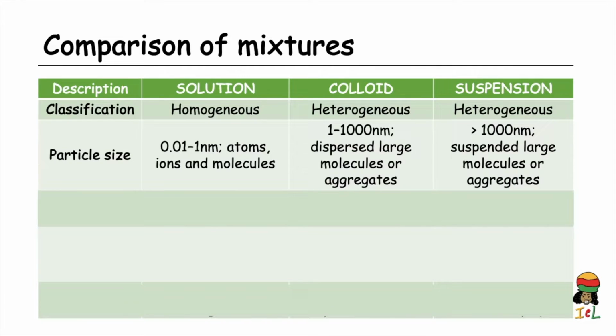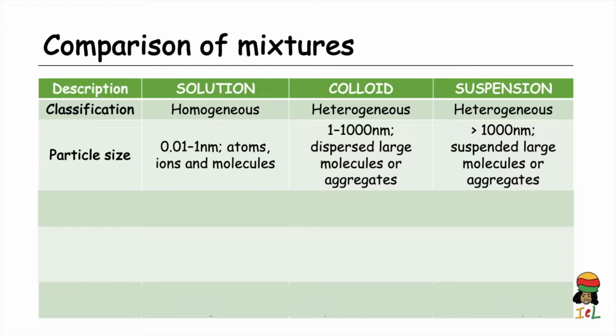For particle size, solutions have the smallest particle size, ranging between 0.01 to 1 nanometer. The particles of solutions are usually atoms, molecules, or ions. Ions are atoms that have either a negative or a positive charge, but we'll talk a bit more about that when we get to atomic structure.